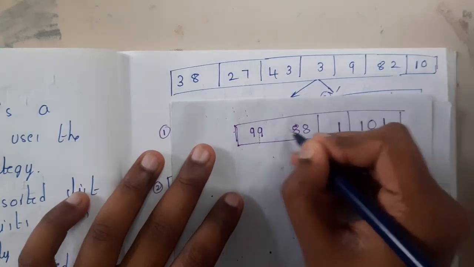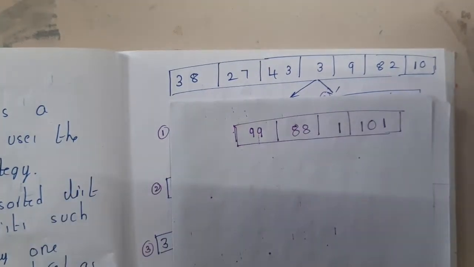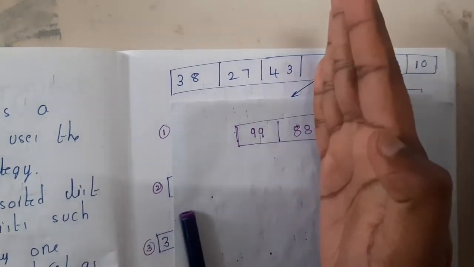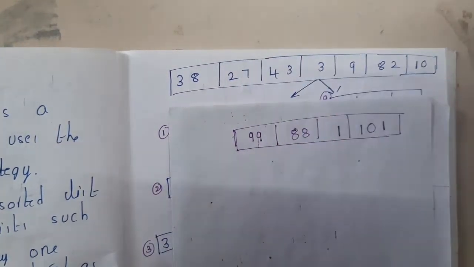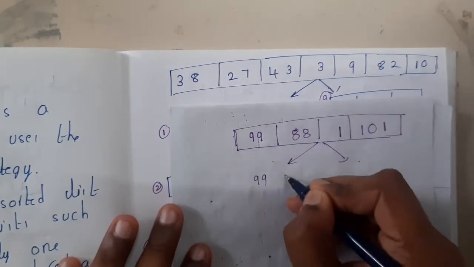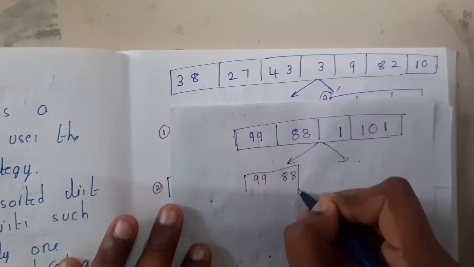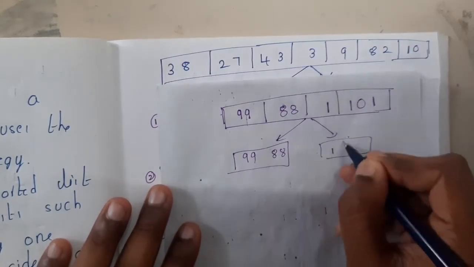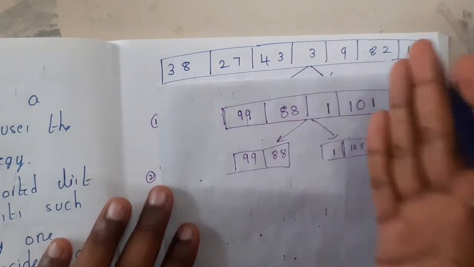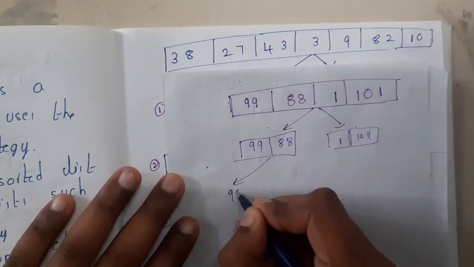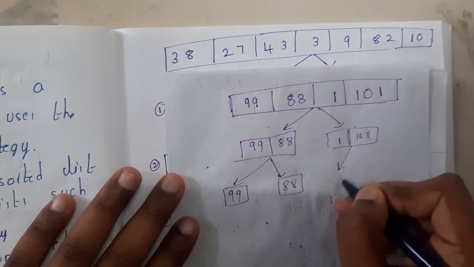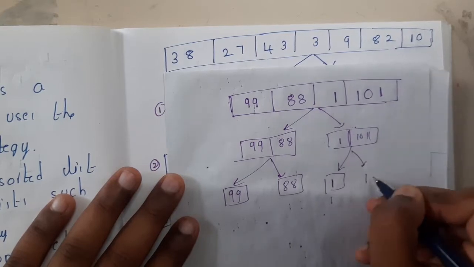What we exactly do in merge sort is we break the whole list into exactly half, guys. Once we break the list, it will break into 99, 88, and one more list will be 1 and 101, right? Now we again break it into exactly half. At the end we got 99 here and 88 here. Similarly on this side we got 1, and on this side 101.